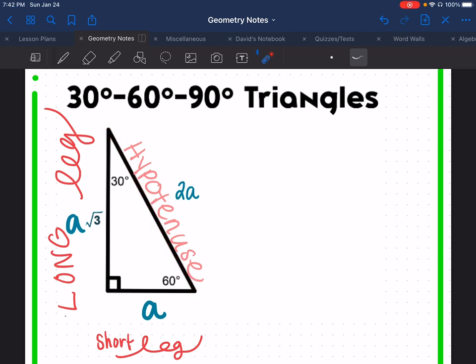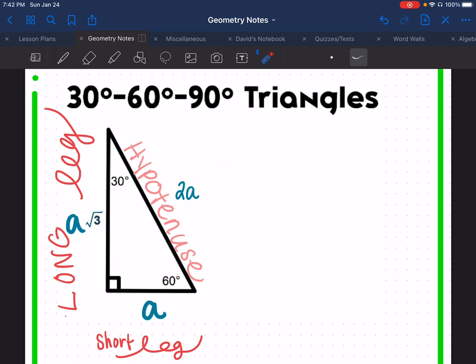The ratio goes like this. The short leg is A, so the short leg could be 1, 2, 3, 4, 10. The long leg is that same number times the square root of 3. A times the square root of 3. So let's say this is 10, then this would be 10 square roots of 3. And my hypotenuse is 2 times A, or 2 times 10, 20.